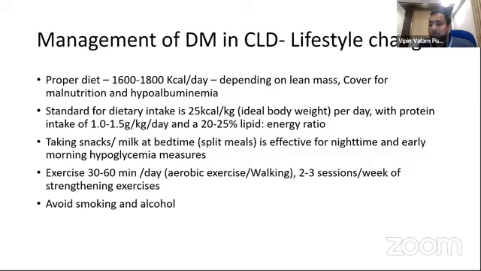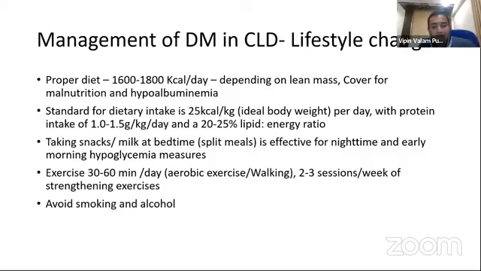Majority of the patients will be having an associated malnutrition, hypoalbuminemia. The standard dietary intake is 25 kilocalories per kg per day, and protein intake of 1 to 1.5 gram per kg per day can be given. And the most important thing is the patient may be having nocturnal hypos. So taking a snack or milk at bedtime, this is called a split meal, is effective for nighttime and early morning hypoglycemia prevention. And the next part is doing exercise.